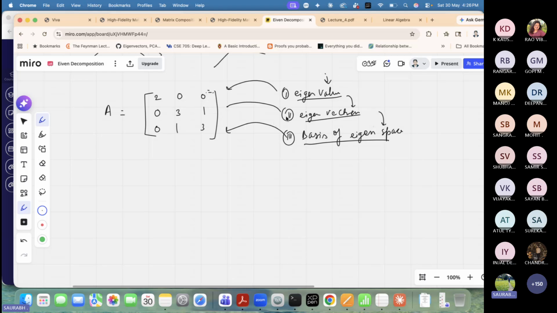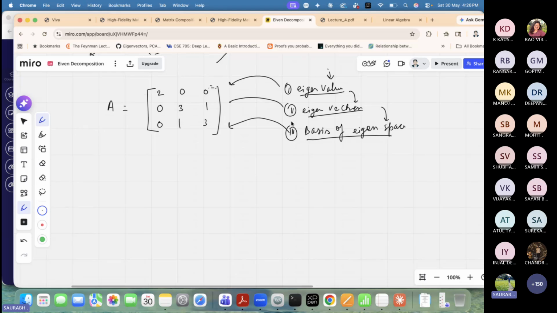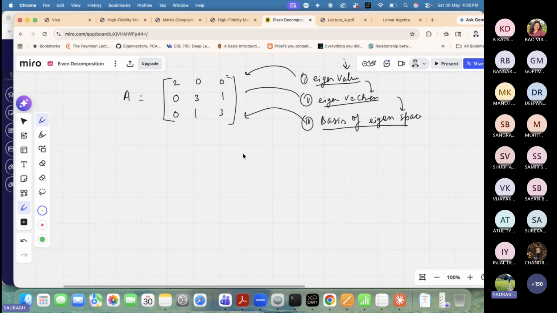How do you decompose a matrix? The idea is simple. I'll tell you what this exact idea is. Keep in mind this question, okay? We'll get back to this question again.